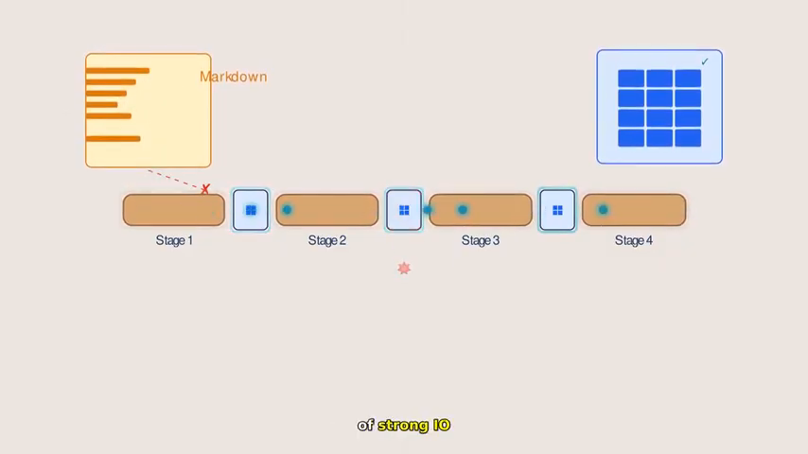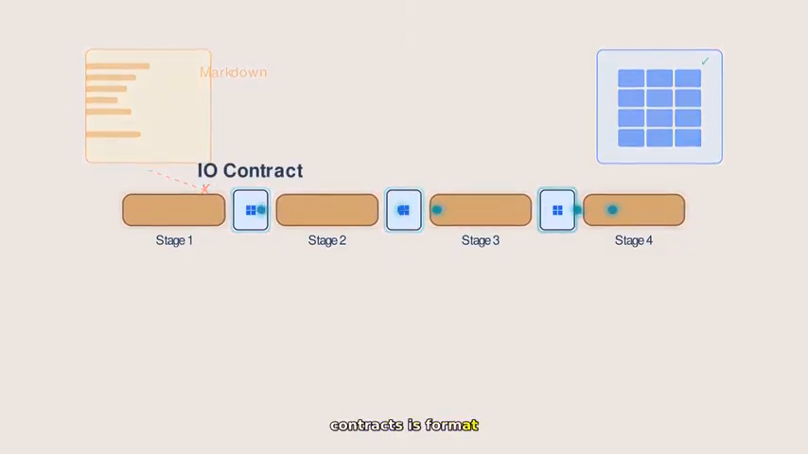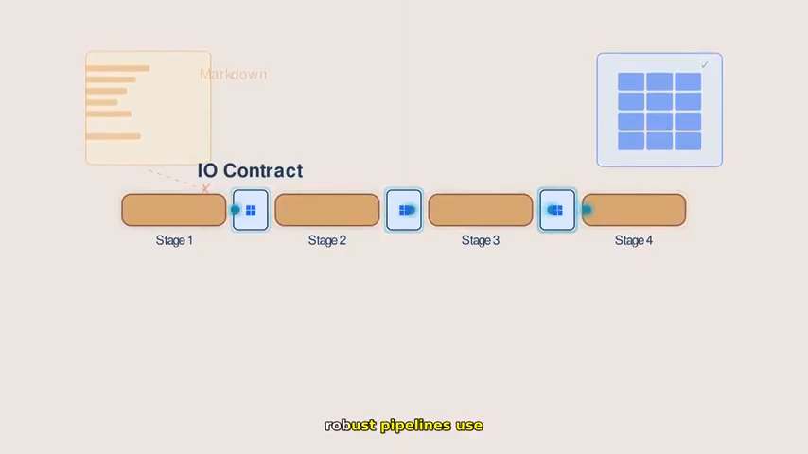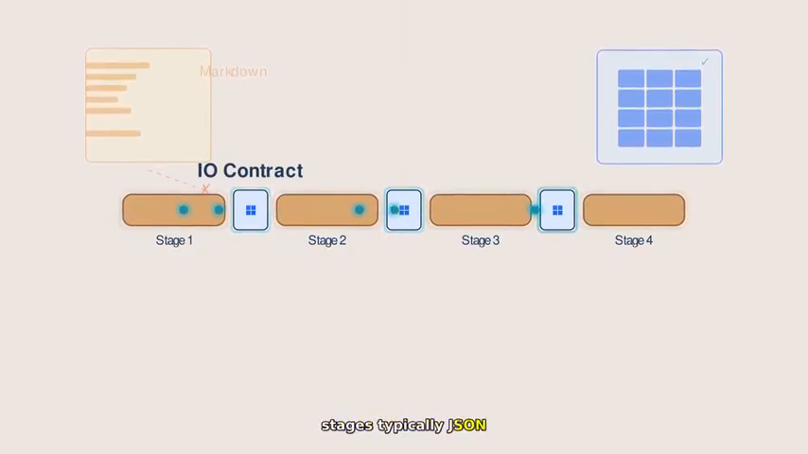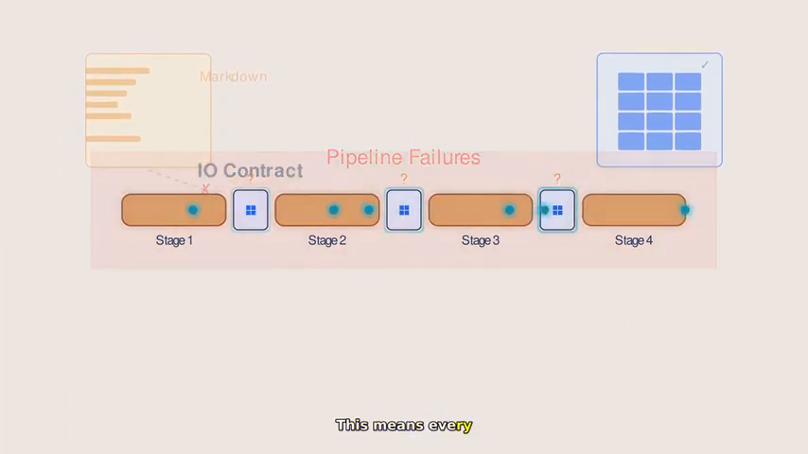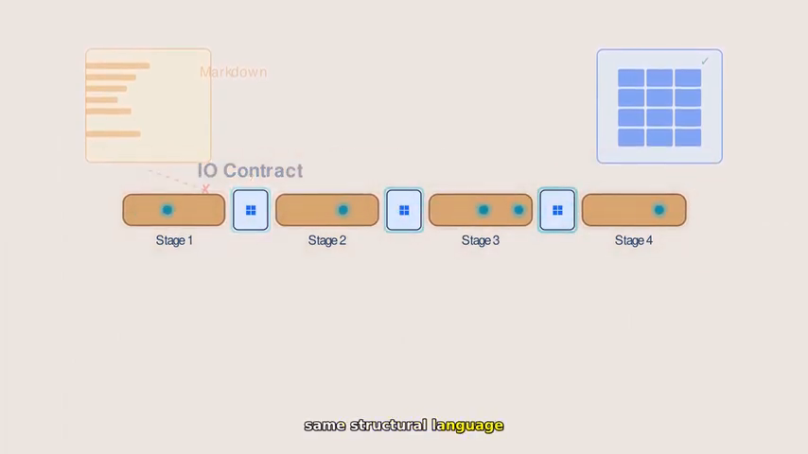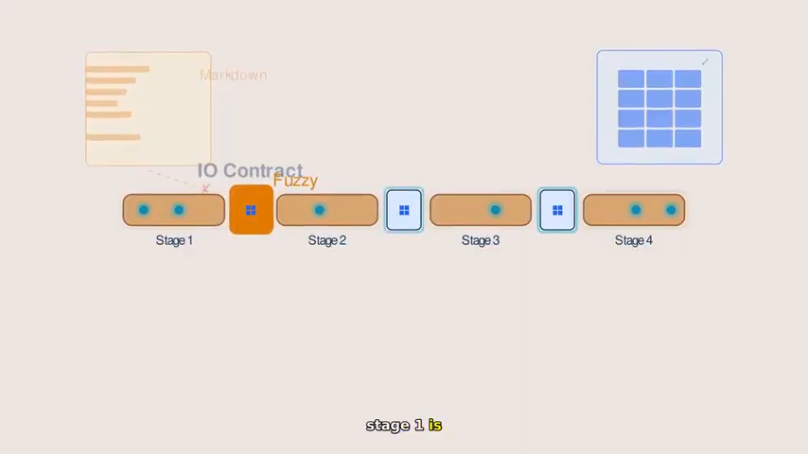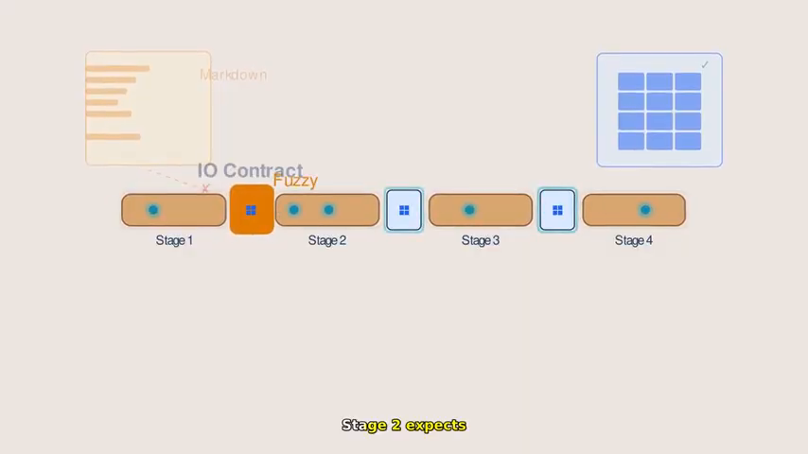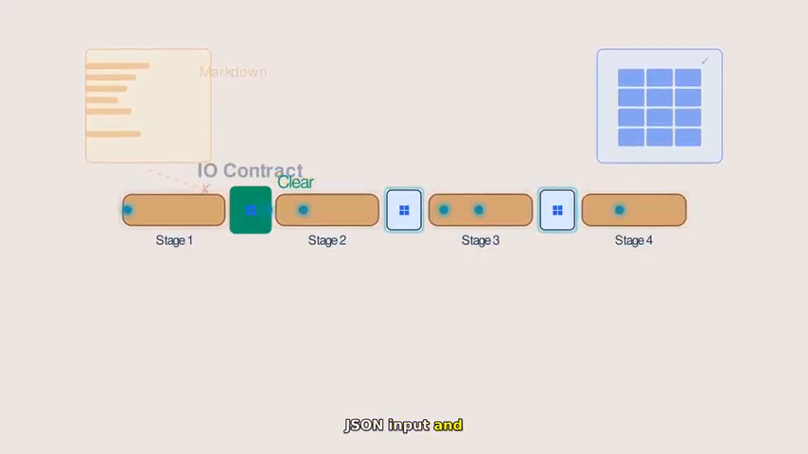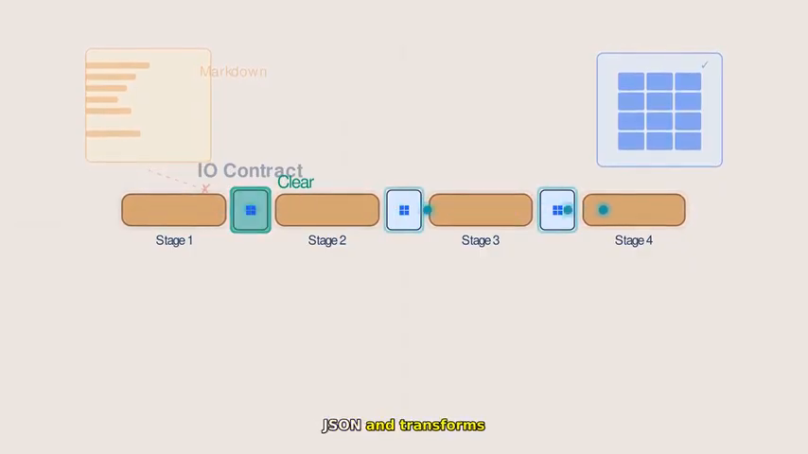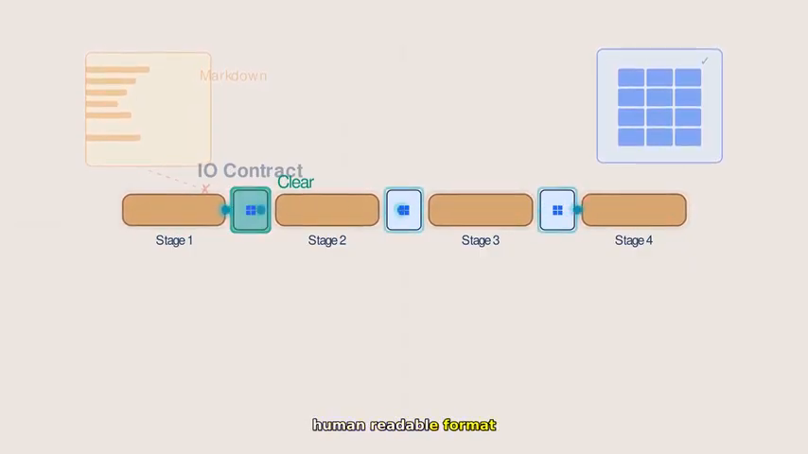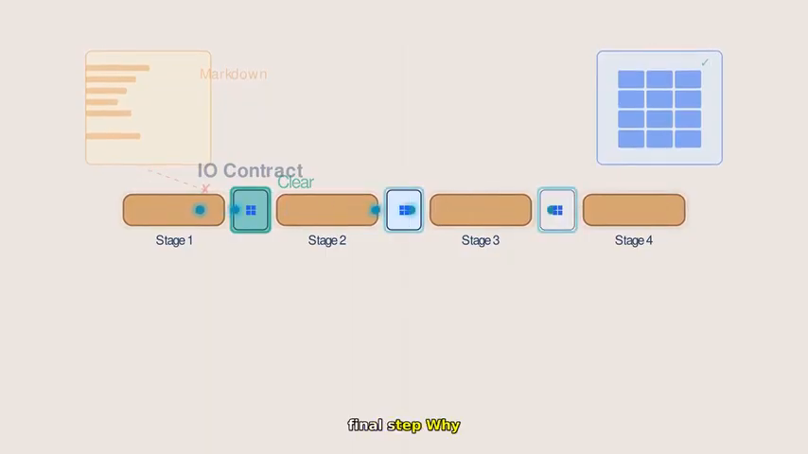The second pillar of strong I/O contracts is format consistency. The most robust pipelines use a single data format throughout all stages, typically JSON. This means every stage speaks the same structural language. The output of Stage 1 is a JSON object. Stage 2 expects JSON input and produces JSON output. Stage 3 receives JSON and transforms it into a human-readable format only at the final step.